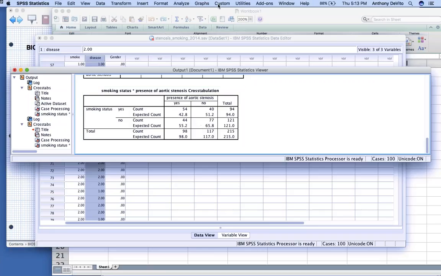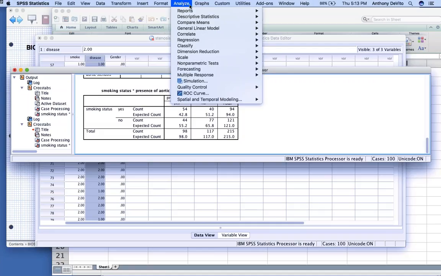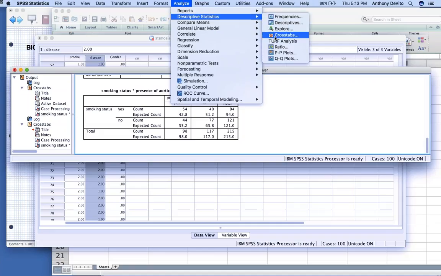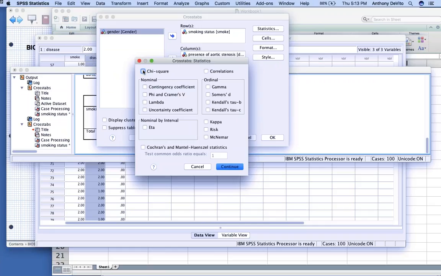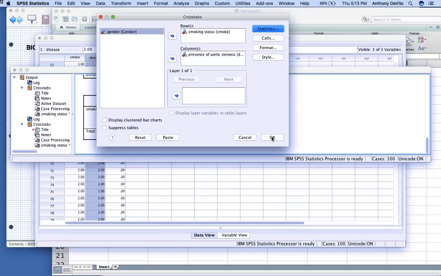Okay, so let's get it to calculate that for us. Analyze, Descriptive Statistics, Crosstabs again, except this time I'm going to go into Statistics, and you might have noticed that there's a box up there for chi-square. In fact, it was glowing. It really wanted you to select it, right? I'm going to click Continue. I'm going to click OK.